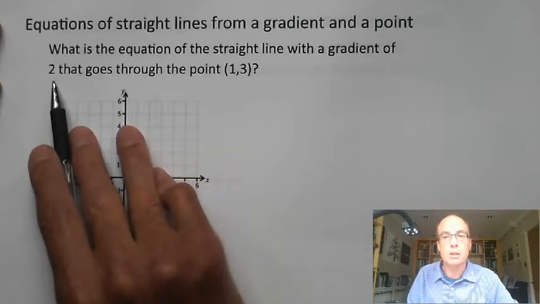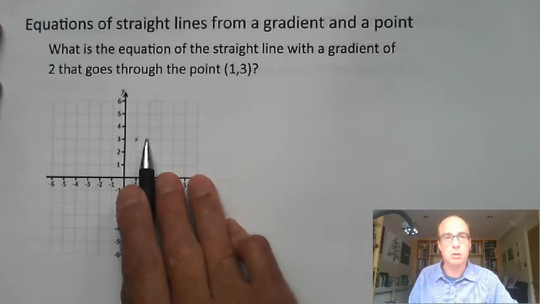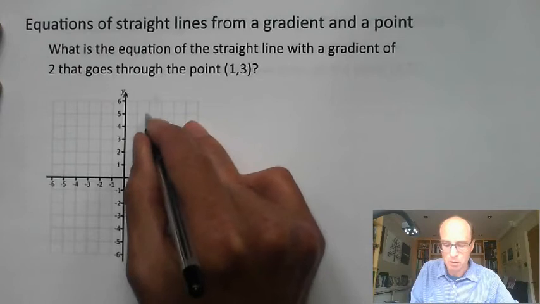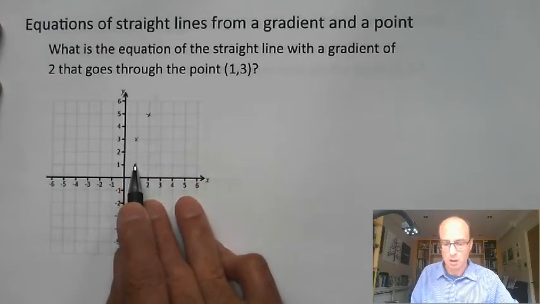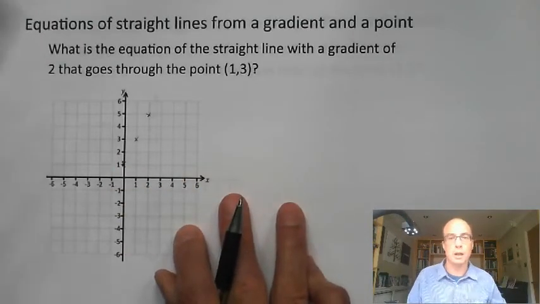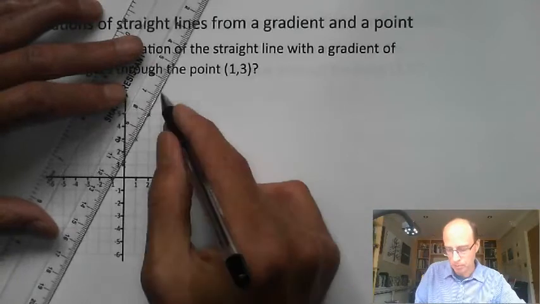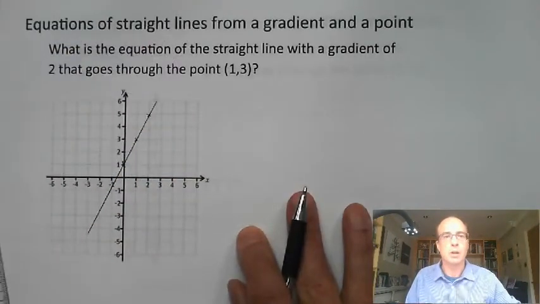We know we've got a gradient of 2, so for every 1 square over, I know I need to go 2 squares up. So 1 over, 2 up. Similarly, if I go 2 squares down and 1 back, those 3 points must all lie on my line. So I connect them up. I've got my straight line.